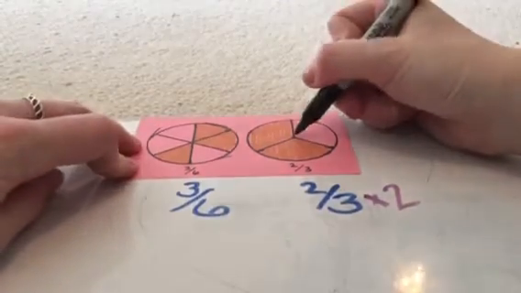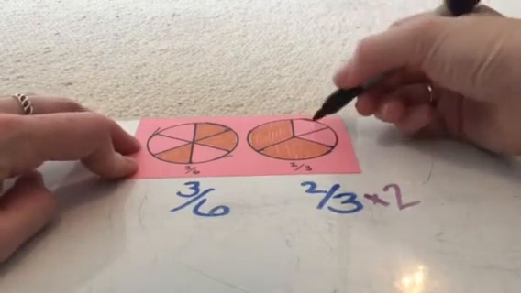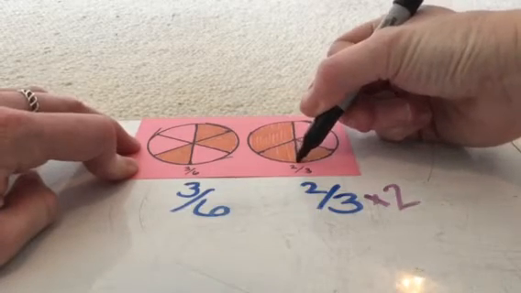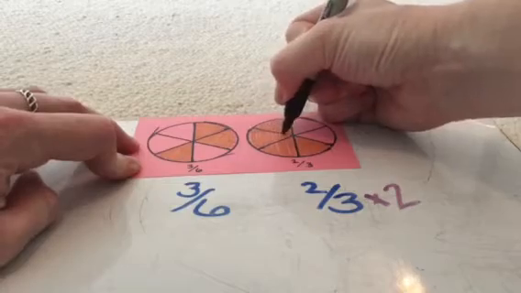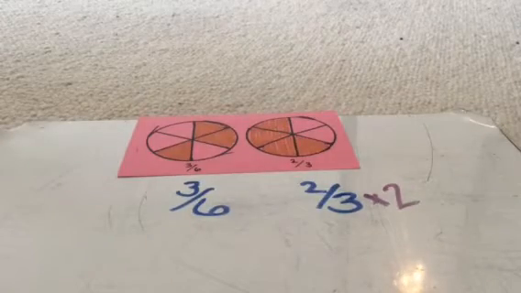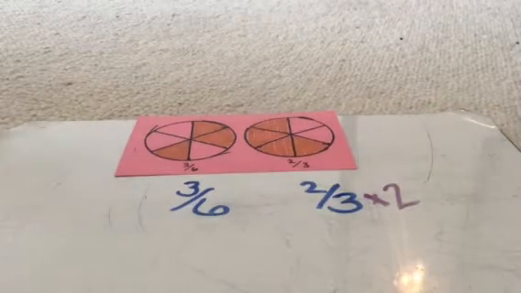So I'm going to take my thirds and I'm going to split each piece into 2 pieces. So I split that piece into 2 pieces. I'm going to split this piece into 2 pieces. And I'm going to split the last piece into 2 pieces. So I took each of the thirds and split it in 2.